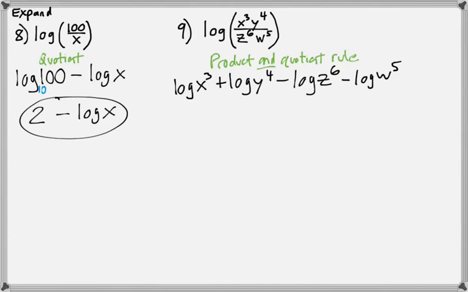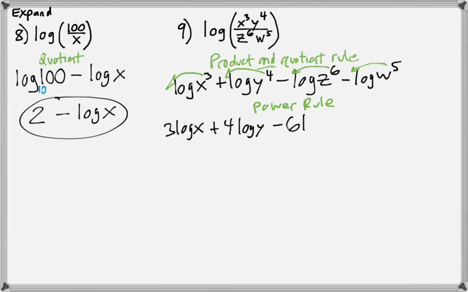Okay, then we're still not done because we can still use the power rule. And I need to bring down each of those powers. So that's going to be 3 log of x plus 4 log of y minus 6 log of z minus 5 log of w. And that will be our final answer.